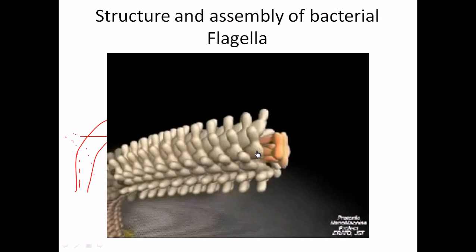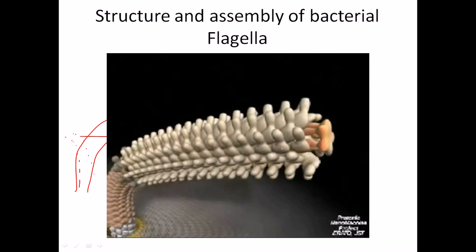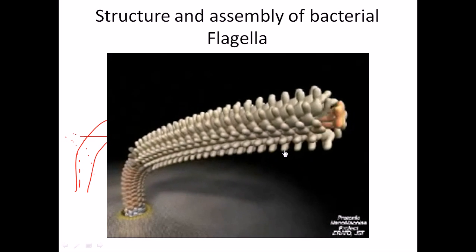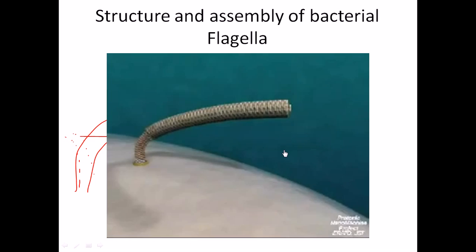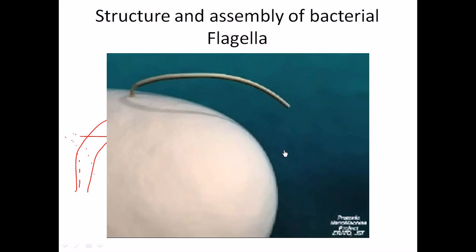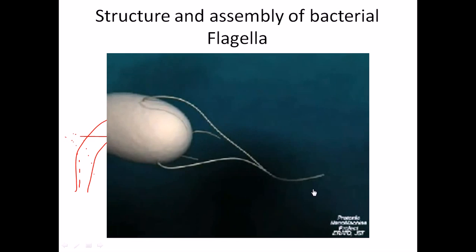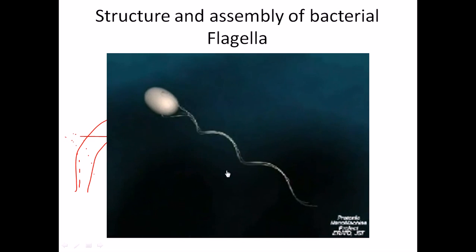The cap rotates, which causes the subunits to build in a helical fashion. A complete filament can consist of 20,000 to 30,000 subunits. That's how the flagella is being formed. As you can see, the flagella length can be several times higher than the bacterial cell.